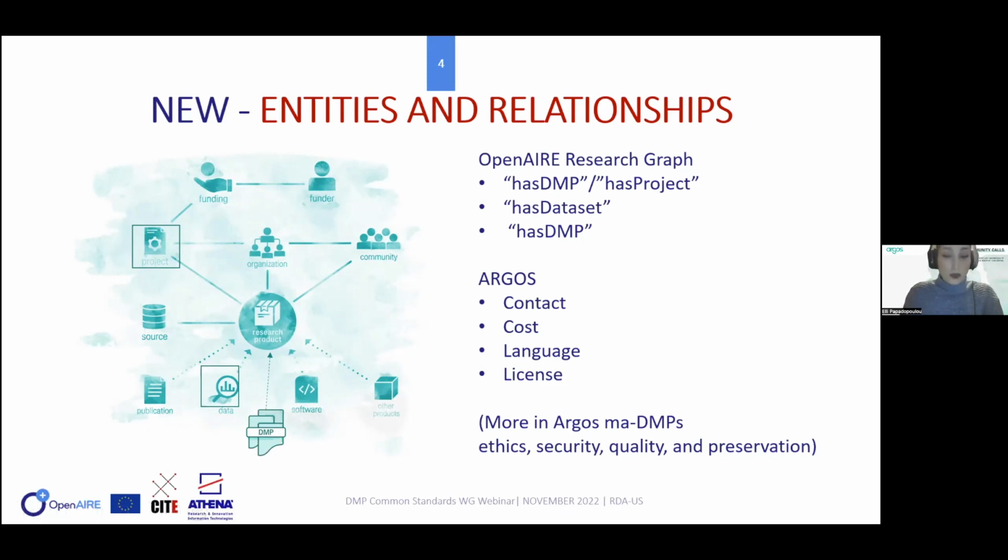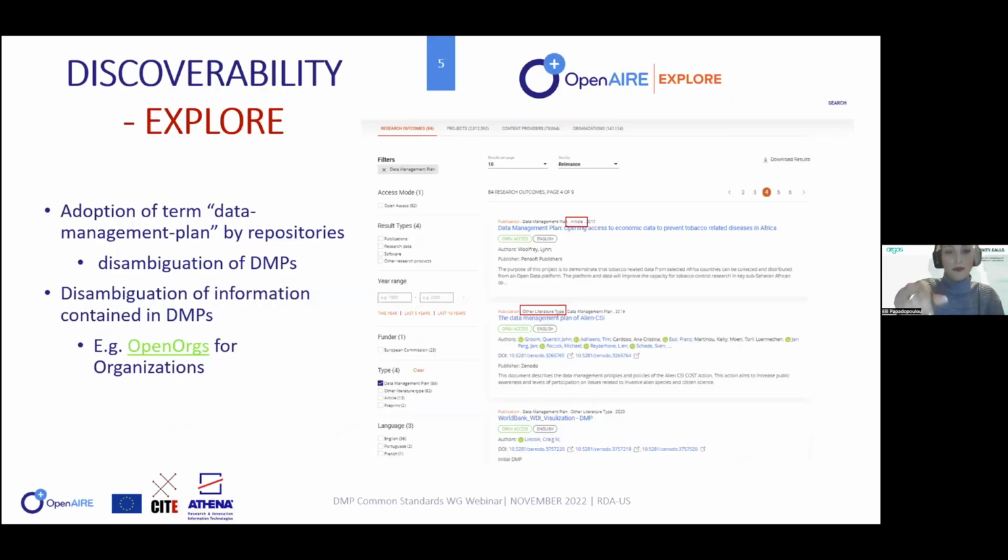In addition, what we did is enhance Argos with some new standardized fields like contact, cost, language, and license, as expected by the standard. But of course, there are more in Argos that are not covered in DMPs, and these are, for example, around quality or security of data.